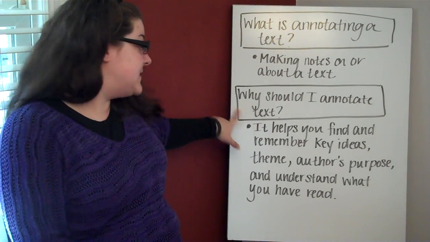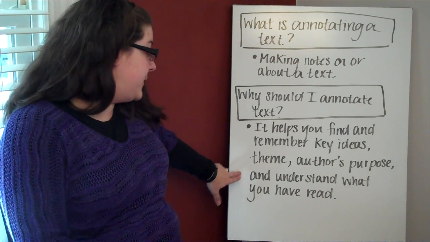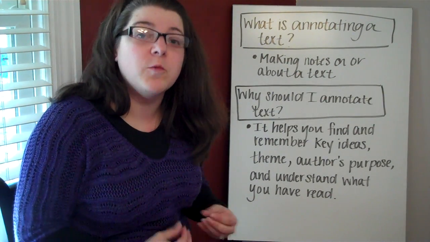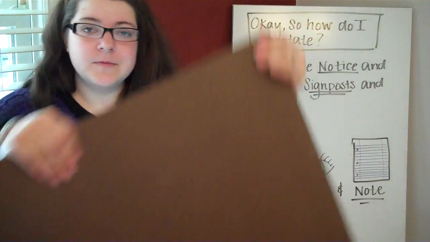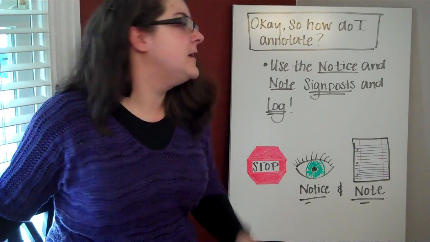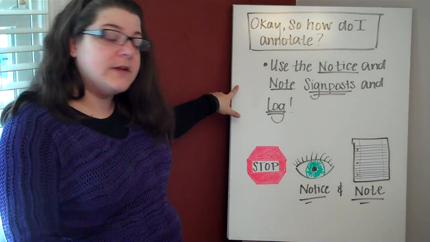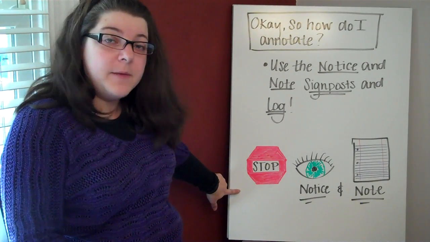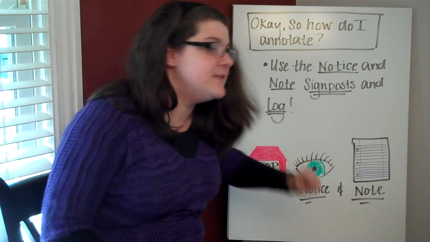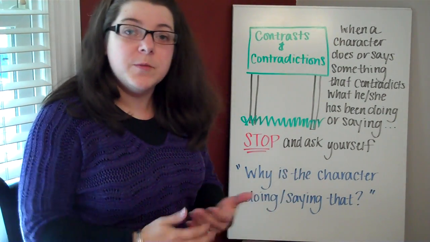So why should I annotate text? Well, it helps us find things like key ideas, theme, author's purpose, and it helps us understand better what it is we've read. So, you're saying, all right, well, now Miss Bullock, I know that I should annotate, so how do I go about doing it? Well, we're going to use the Notice and Note signposts and log. So we're going to stop, we're going to notice, and we're going to note it. So we need to learn the signposts of the Notice and Note protocol.